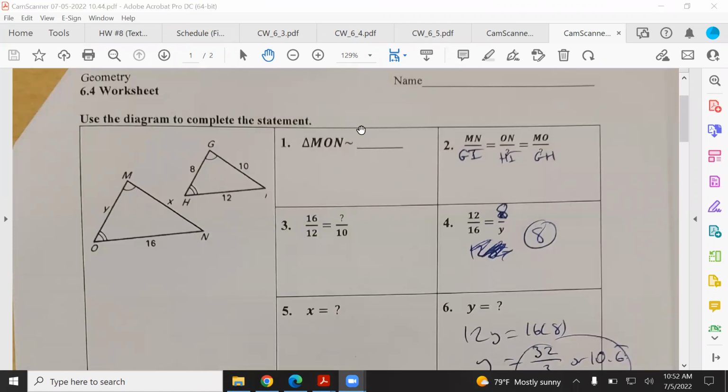So again, we're going to call this I. So MN is GI, because MN matches up with GI. ON matches with HI. And MO matches with GH. And then for number 4, you actually have to line up the diagram. So 12 over 16, which is HI over ON, is definitely going to equal 8 over Y, which is GH over MO. We'll stop here.